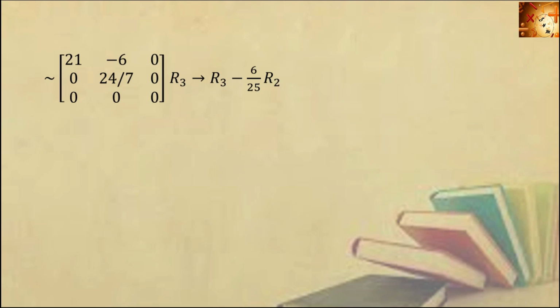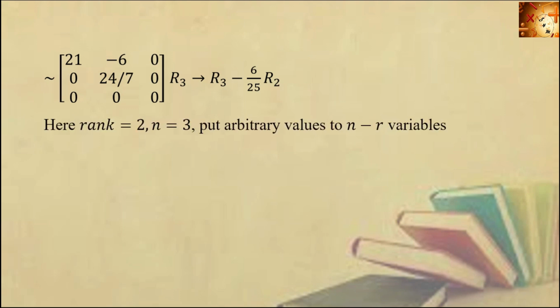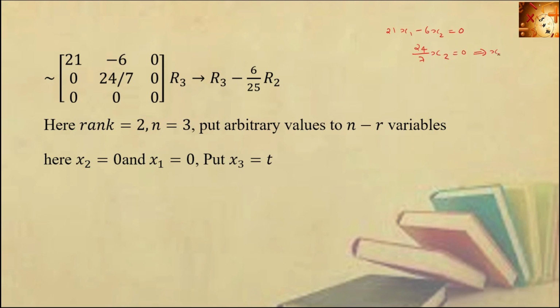Here rank is equal to 2, n is equal to 3. From this we have x2 equal to 0 and x1 equal to 0. So put x3 equal to t, which means here by back substitution we have 21x1 minus 6x2 equal to 0, and from the second row 24 by 7 x2 equal to 0. From that we have x2 equal to 0. When x2 equal to 0, the first equation will be x1 equal to 0.